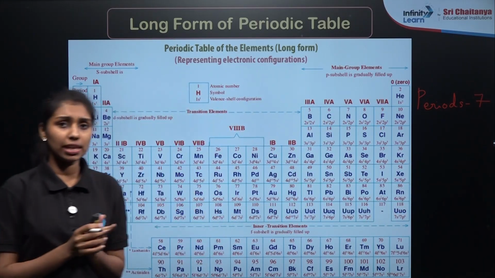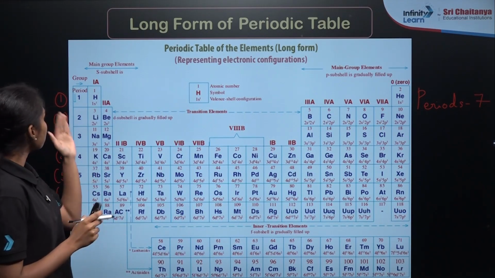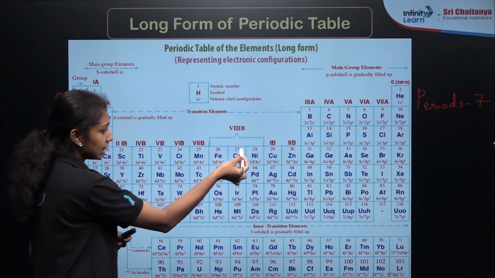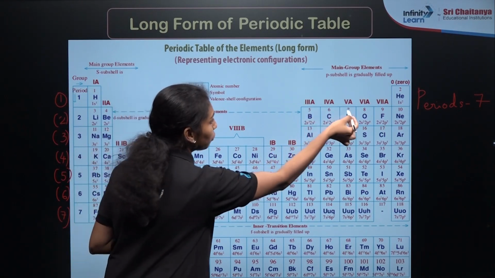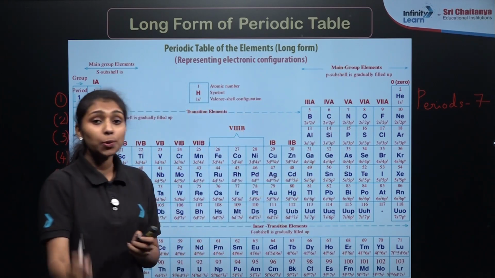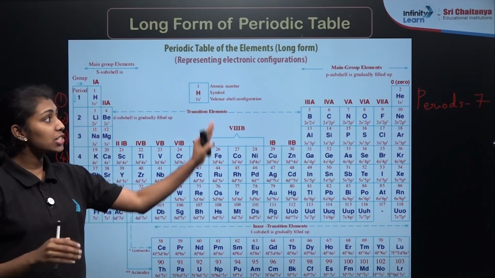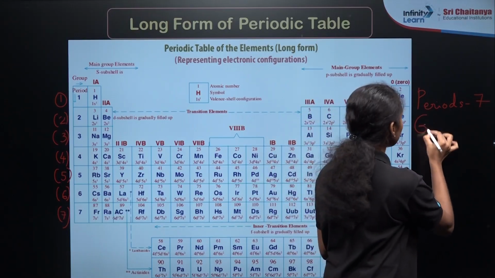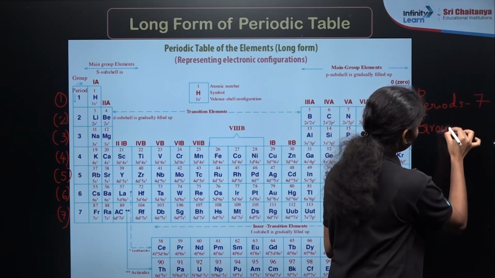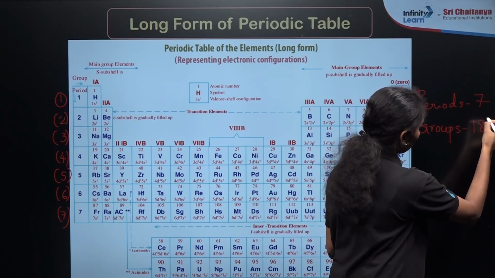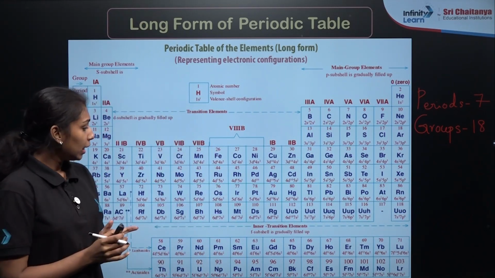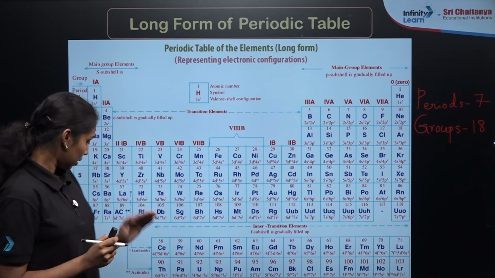Then what are you observing here? How many columns are present? If I am starting from here, it is 1, 2, 3, 4, 5, 6, 7, 8, 9, 10, 11, 12, 13, 14, 15, 16, 17, and 18. Right? So 18 vertical columns are present in the case of a complete periodic table. Those vertical columns are known as the groups of a periodic table. Clear? So how many periods are present? It's 7, right? How many groups are present? It will be 18.